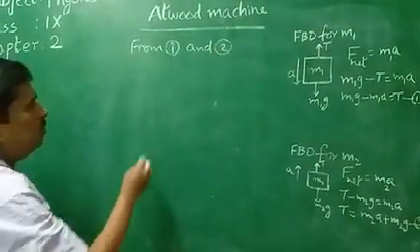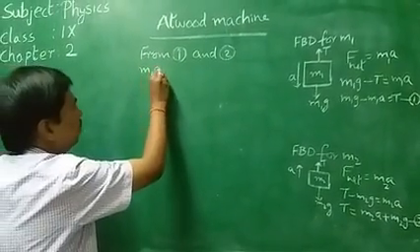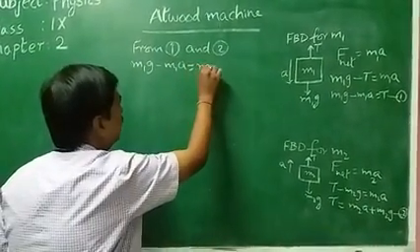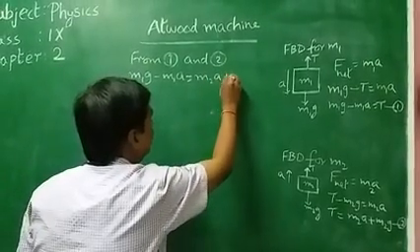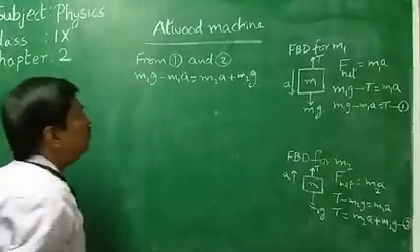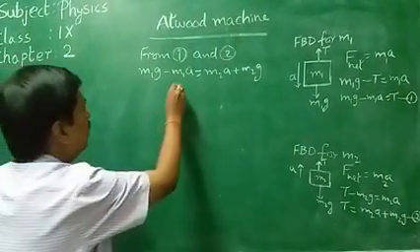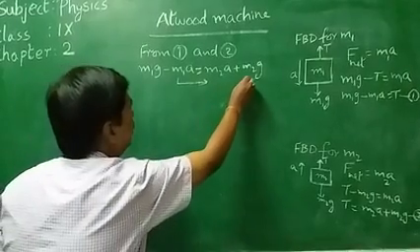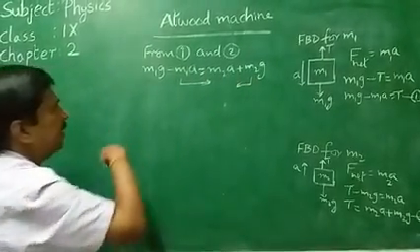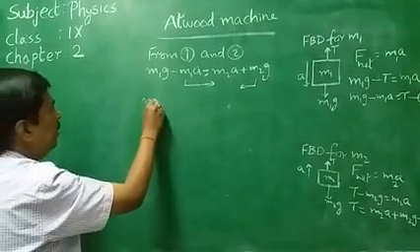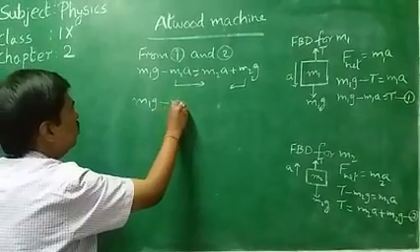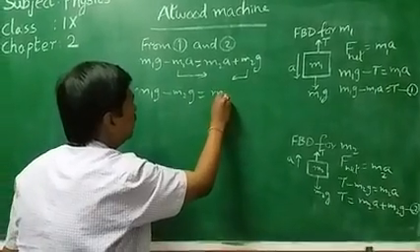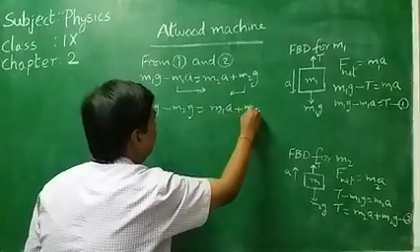From equation 1 and 2, you get M1g minus M1a is equal to M2a plus M2g. If you transpose these terms, you send the M1a to the other side, and you send this M2g to the left-hand side. So you get M1g minus M2g is equal to minus M1a minus M2a. If it comes to the right side, it becomes a plus. So you get M1a plus M2a.